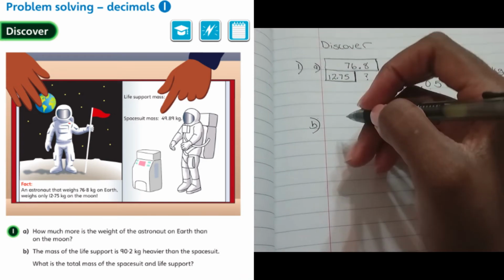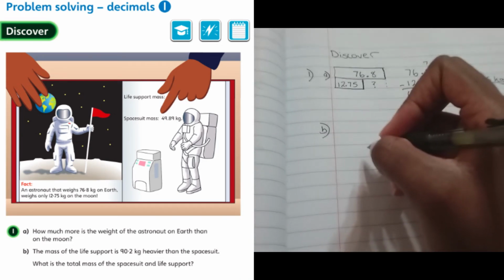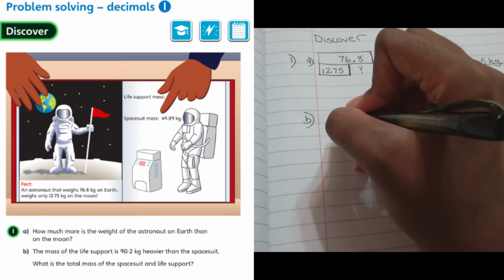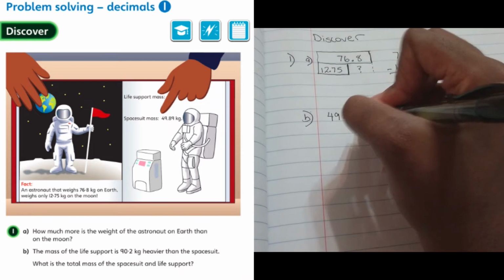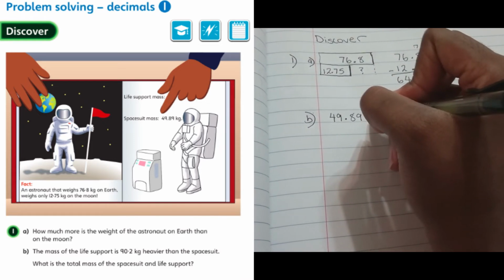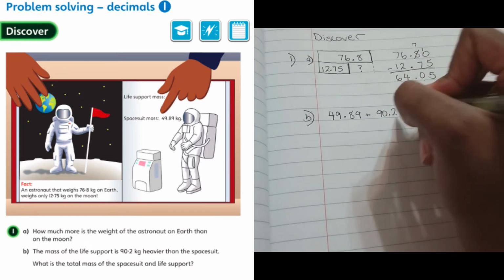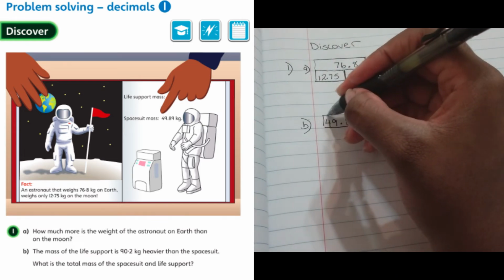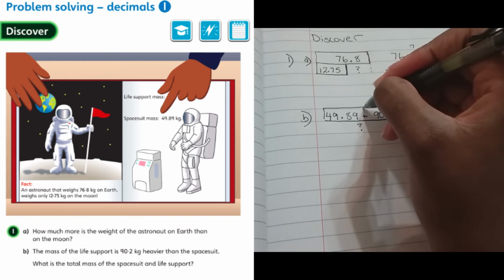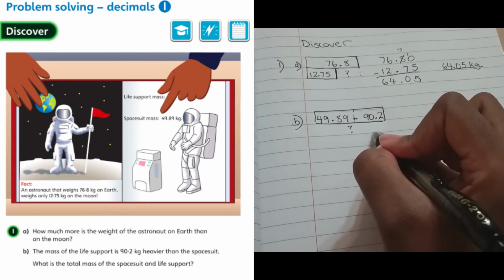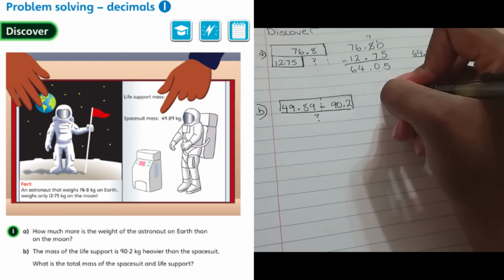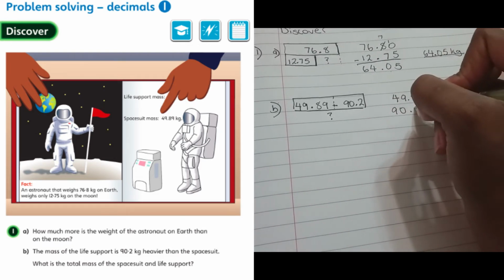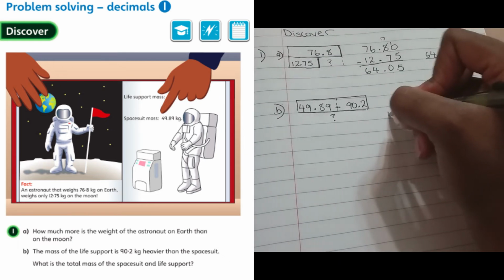All right, first let's find the mass of the life support. It says it's 90.2 kilograms heavier than the spacesuit. So that's telling me that the mass of the spacesuit, which is 49.89, plus 90.2 is going to give me the mass of the life support. Do you see my bar model emerging? It takes these two numbers to make my mama number down here. So let me stack them and add them up. 49.89, 90.2. And again, empty space, fill it with a 0.